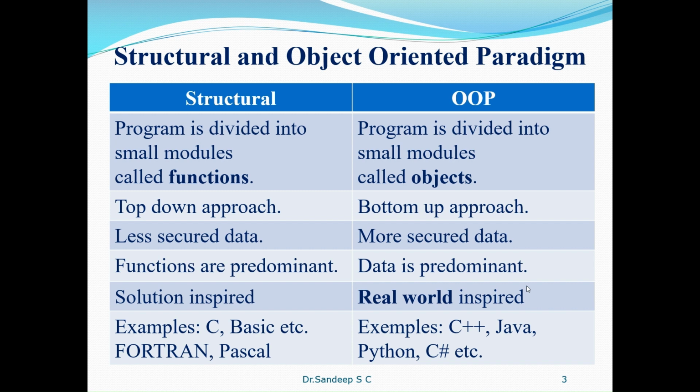We can see some examples here for both types of paradigms. For the structural model, we have C, Basic, Fortran, Pascal, etc. Whereas for the OOPS concept, we can see C++, Java, Python, all come under OOPS.